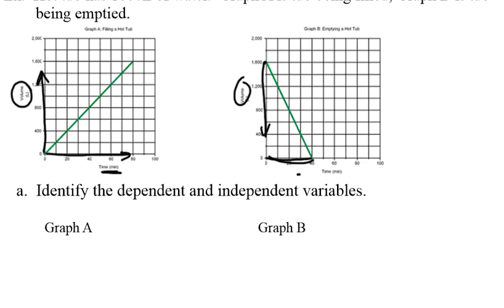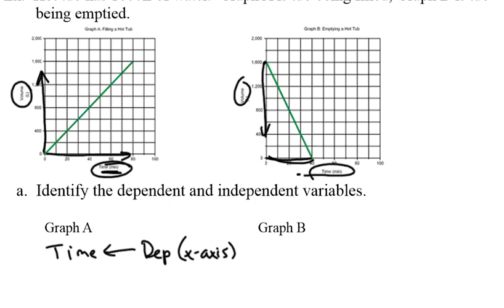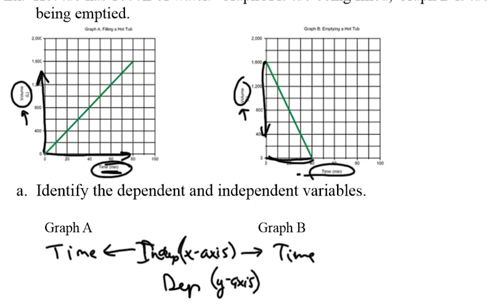Let's take a look at what it has to say. Identify the dependent and independent variables. Remember, independent is our x-axis and dependent is our y-axis. I changed the wording there, messing up my terminology, I apologize. In this case, the x-axis is time in both cases, so they're both the same.